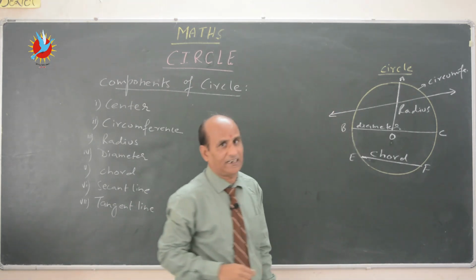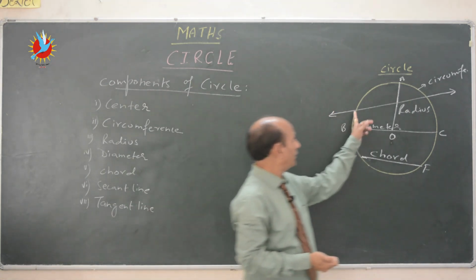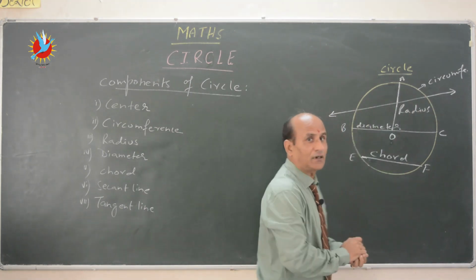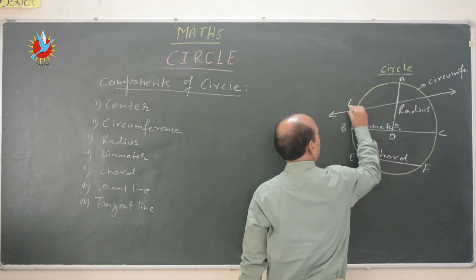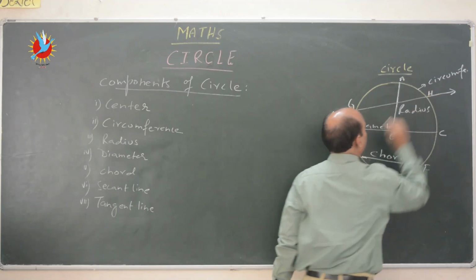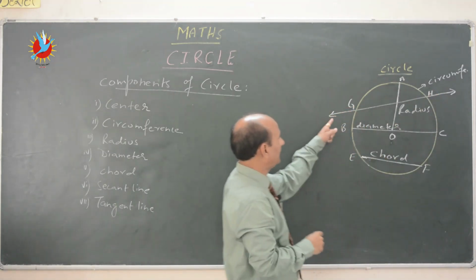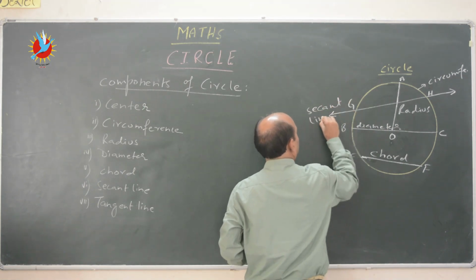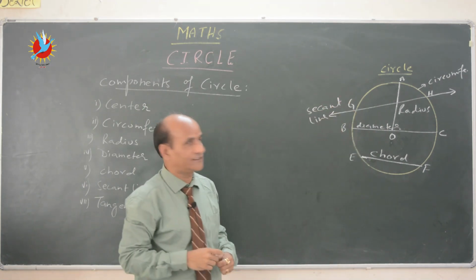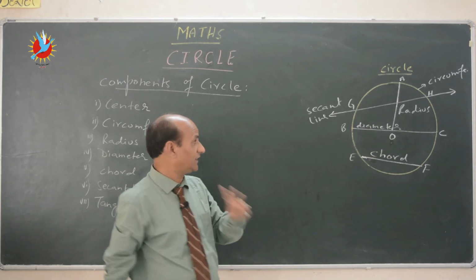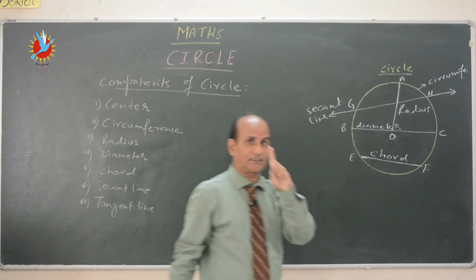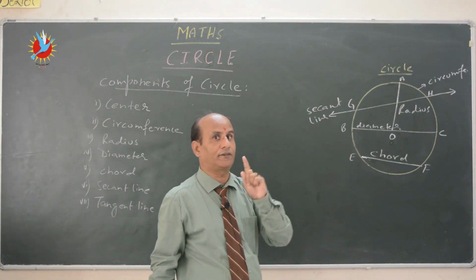This is a secant line. It crosses the boundary of the circle and it also touches the circumference of the circle. Suppose it touches at G and H. So secant line, a line which crosses the circle, must touch the boundary of the circle at 2 different points.